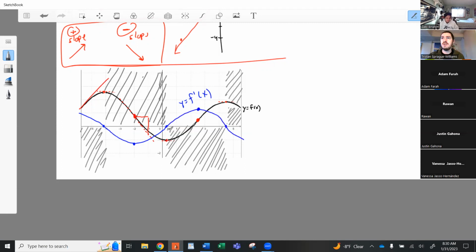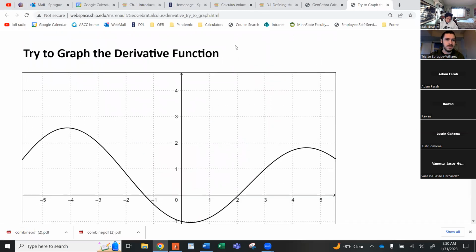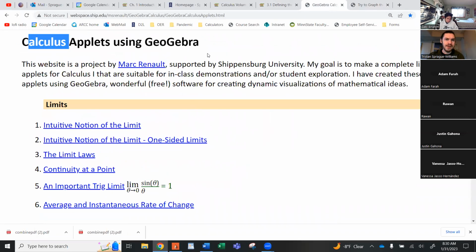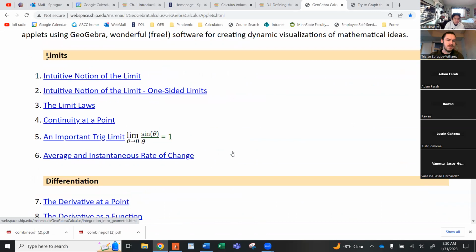You guys can do this exercise. There's a website that I'll send you called Calculus Applets Using GeoGebra. This is a website that was built quite a long time ago by a guy named Mark Renault from Shippensburg University. Mark's a super nice guy. I've chatted with him once or twice on the internet, and told him I'm very grateful for his website because I've been using it for years. It has a lot of cool stuff.